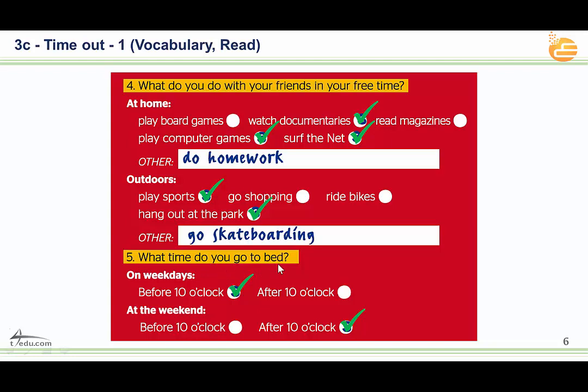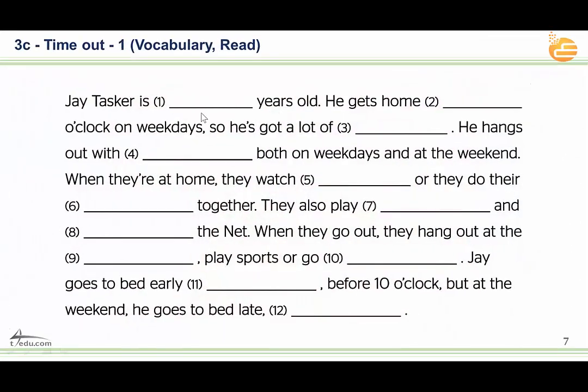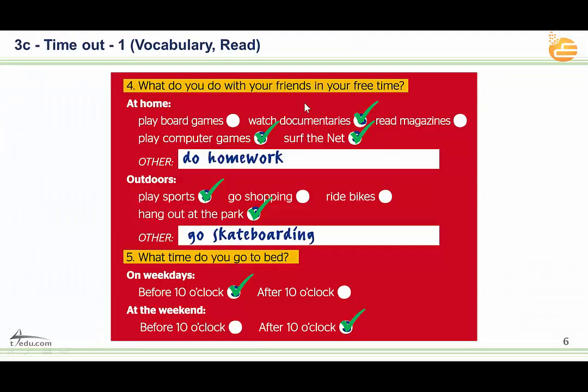Number 5. What time do you go to bed, on weekdays and at the weekend? On weekdays, before 10 o'clock? Yes. After 10 o'clock? No. At the weekend, before 10 o'clock? No. After 10 o'clock? Yes. So those are Jay's answers. We have to complete the paragraph from the survey. Let's start the paragraph. Jay Tasker is blank years old. So what do you think we should say? Let's go back.